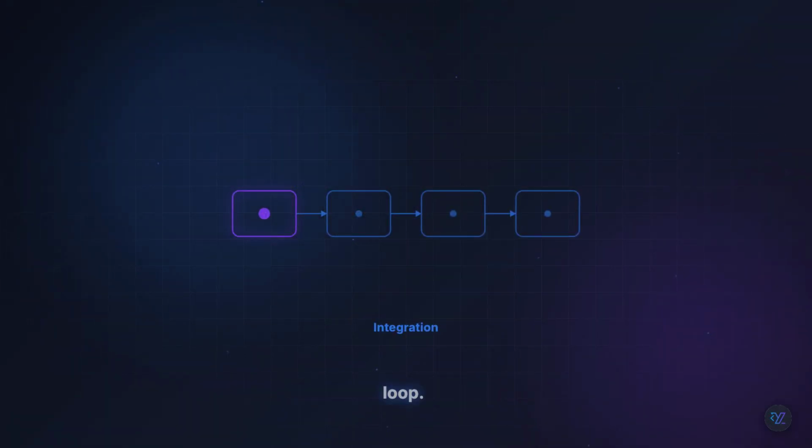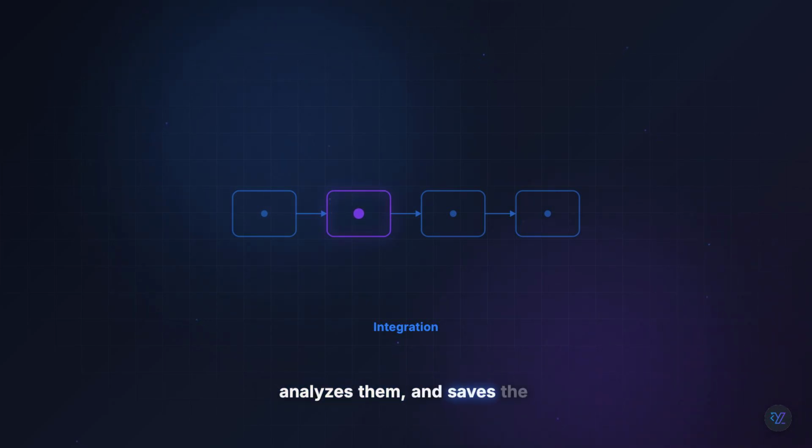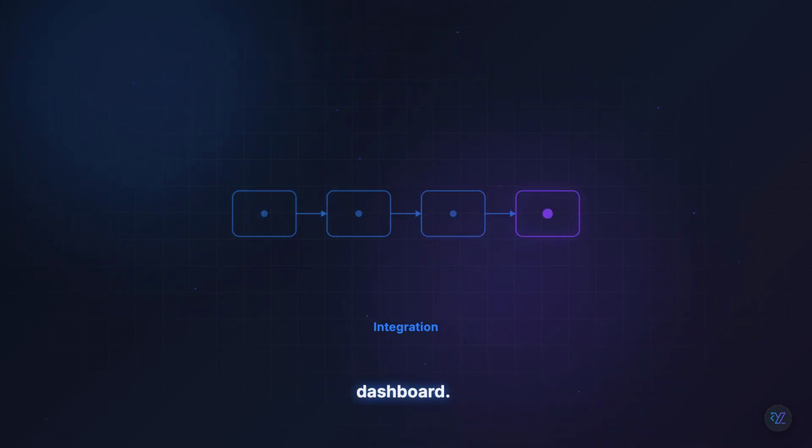Combine these pieces in a loop. Each iteration pulls new mentions, analyzes them, and saves the drafts to a queue. You can hook this up to notifications or a review dashboard.